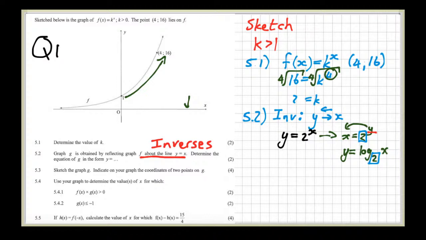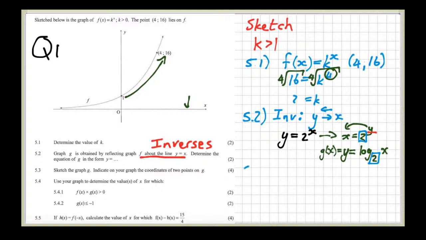Remember, let's just label this now g of x. And that is equal to log base 2 of x. Simple and straightforward. Remember, if you get stuck somewhere, if I'm going maybe a bit too fast, you can always just pause, rewind a little bit, and rewatch what I'm doing.